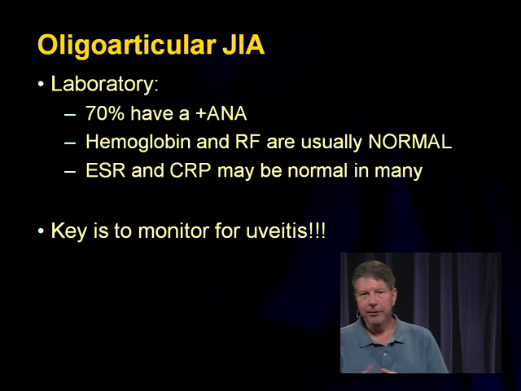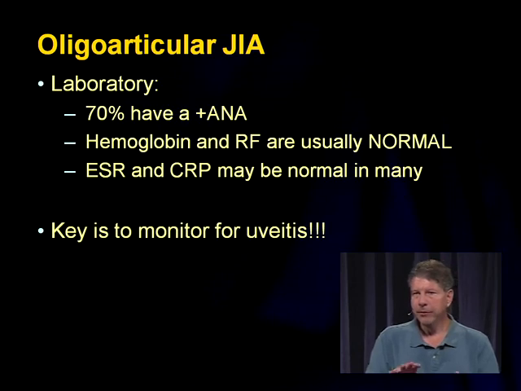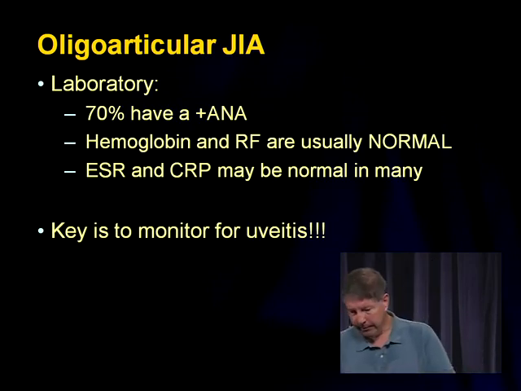Lab, 70% of these kids will have a positive ANA, but remember it doesn't have the fever or anything else like lupus. So don't get confused that this is lupus, because they don't have fever. They don't have a rash. All they have is arthritis with 1 or 2 joints. The other labs are going to be normal. So they're not going to be anemic. They're not going to have a rheumatoid factor that's positive. Their SED rate and CRP actually can be normal in many of these kids. The key, I think, for your test is to monitor for uveitis in them.